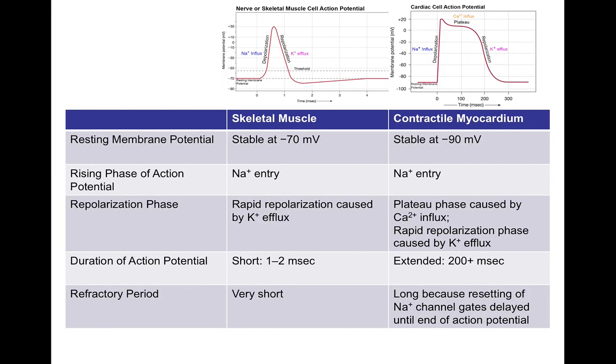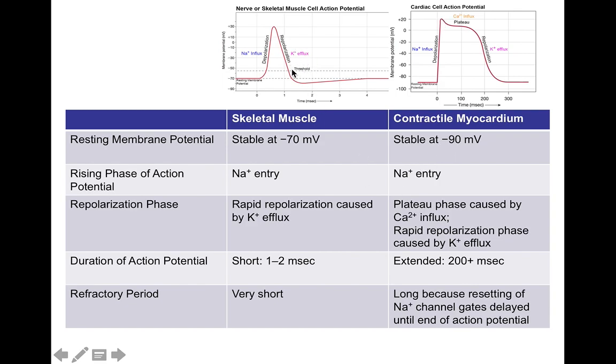So this is a summary of skeletal muscle and contractile myocardium action potentials. Both skeletal muscle and cardiac myocardium have negative resting membrane potentials. There are slight differences, but don't worry about the differences here. Both have a depolarization phase caused by opening of sodium channels and sodium entry, or influx, into the cells. So if positive charges are moving into the cells, then the inside becomes more positive. This causes the spike in both skeletal muscle and the contractile myocardium.